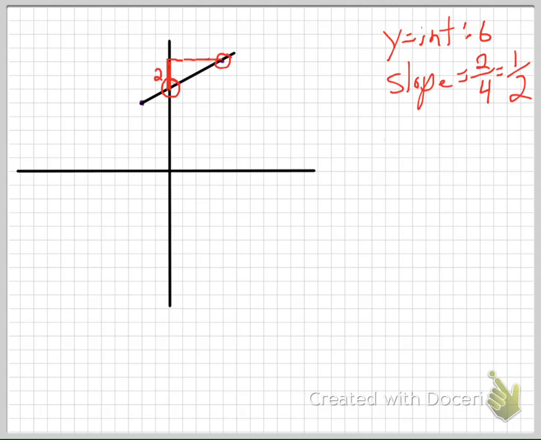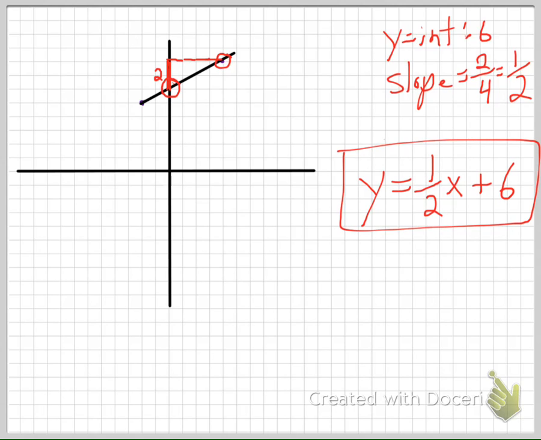So always look at your slope first and go, okay, positive slope, y-intercept 6. Positive, let's see, I'm going up 2 over 4, so 2 over 4 is 1/2, so positive 1/2 is my slope. Y-intercept is 6, which means the equation of the line is y equals the slope, 1/2 times x, plus the y-intercept, which is 6. And ta-da, exact same equation, third way.